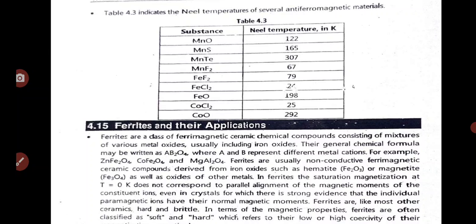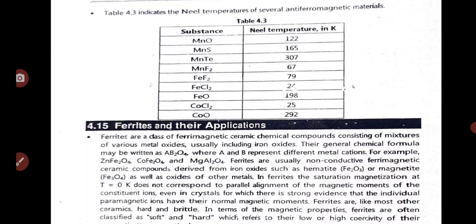If we see the table that indicates the Néel temperature of several antiferromagnetic materials, the substance MnO has a Néel temperature of about 120 K, and MnS has 165 K. There are different examples, each with the Néel temperature value of the corresponding antiferromagnetic material. Next, we have to see the ferrite material. What is the application of this ferrite?